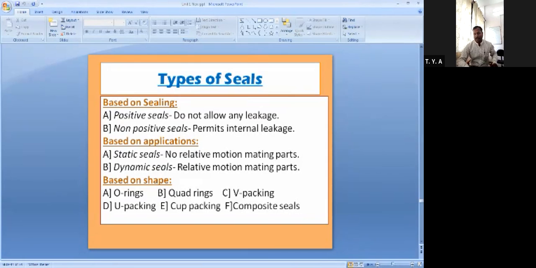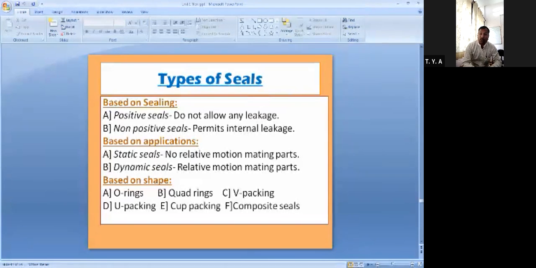Getting it? Now let us go to another type of seals, that is based on the shape. Now, based on the shape we will discuss the seals. There are different shapes, and the classification is made based on that.